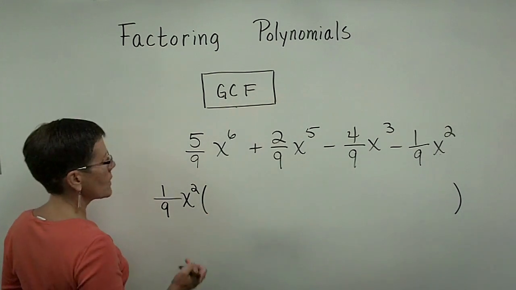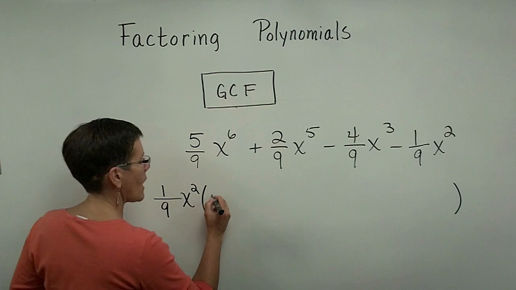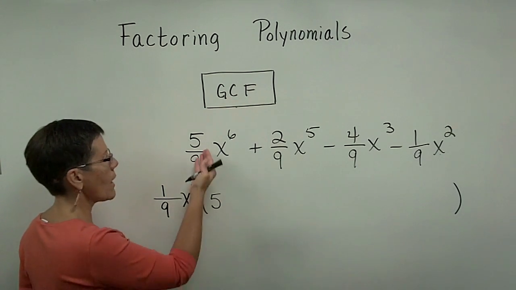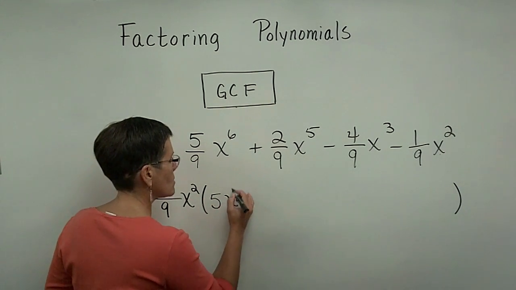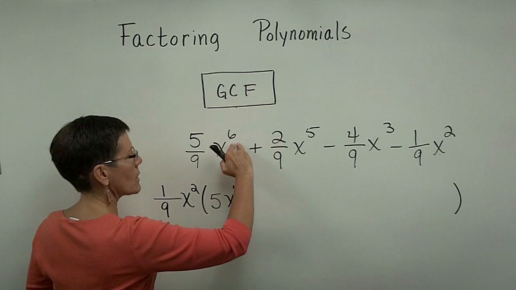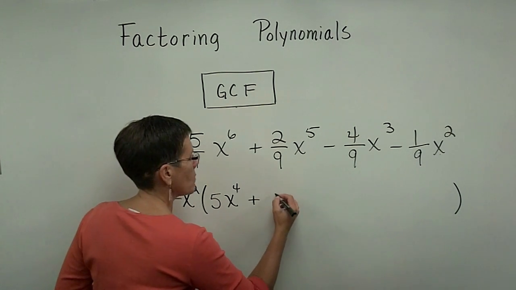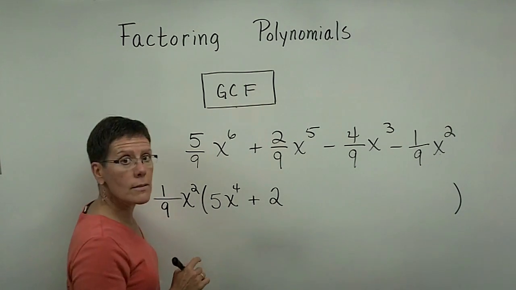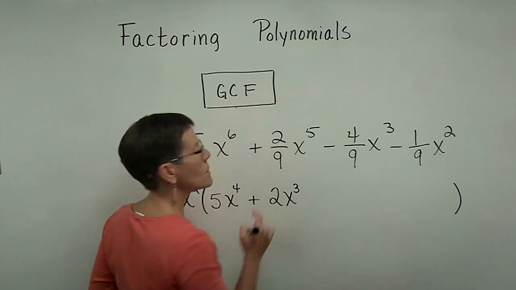To take this and multiply it by something to get 5/9, I better multiply it by 5, because 1/9 times 5 is 5/9. This x to the 2nd needs an x to the 4th, so that when I add their exponents, I get a 6. The next term, I better put in here a 2, because 1/9 times 2 is 2/9, and I've got this x squared, so I'm going to need an x to the 3rd to get up to x to the 5th.